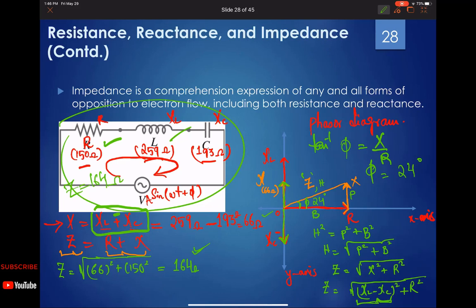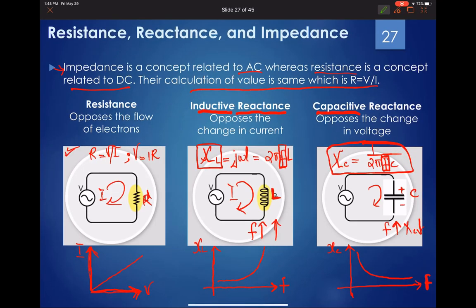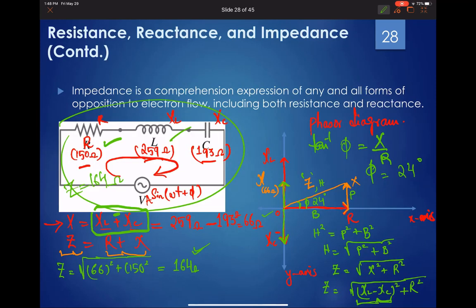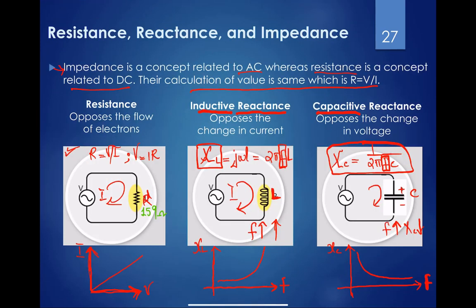So that's what resistance, reactance, and impedance are. Remember, impedance is the total opposition that comes from the reactance and resistance in a given circuit. Also, if I go back to the previous slide and use the same values from the same example, 159 ohms for resistance, inductive reactance was how much? 259 ohms, and then 193 ohms for XC.